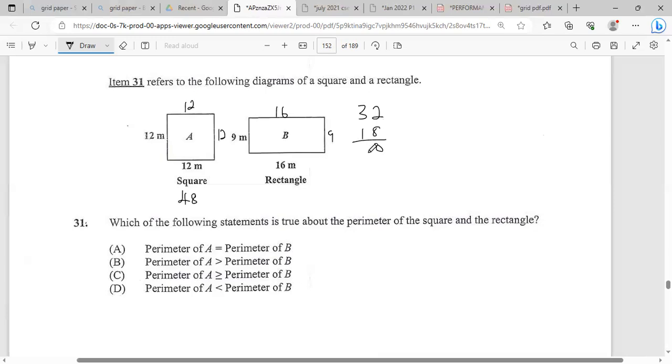All right, once you have information in front of you, it makes it easier. Say the perimeter of the square is equal to... no, that's not true. The perimeter of A is greater than B? No. That means it has to be D. The perimeter of A is less than the perimeter of B. So 48 is actually less than 50. Rightfully so.